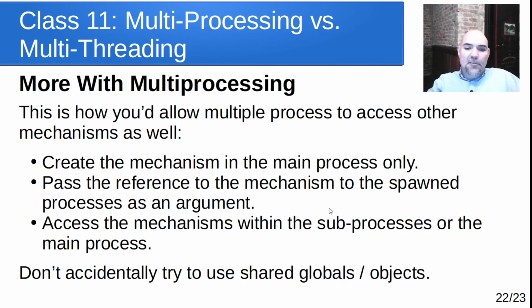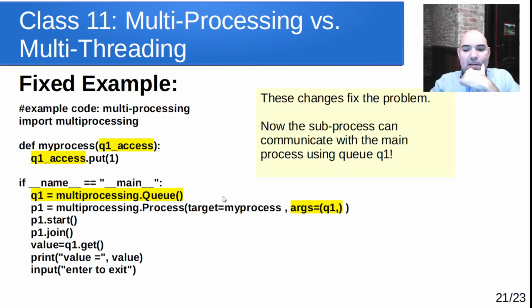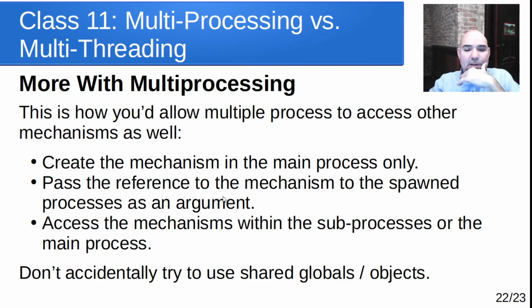And then you would access those mechanisms within the sub-processes or the main process, and now you're accessing the same thing that you're referencing. And the one thing to keep in mind, don't accidentally try to use shared variables or shared object references like you did with threading, because it'll kind of fail silently. It just won't work. Because it'll make a copy, the code will still run, it won't throw exceptions, but it's not going to communicate or synchronize because they're completely independent at that point. The only way to do it is like we did here. Sort of the only way to do it. There's some other options, but we're not going to concern ourselves with those right now.